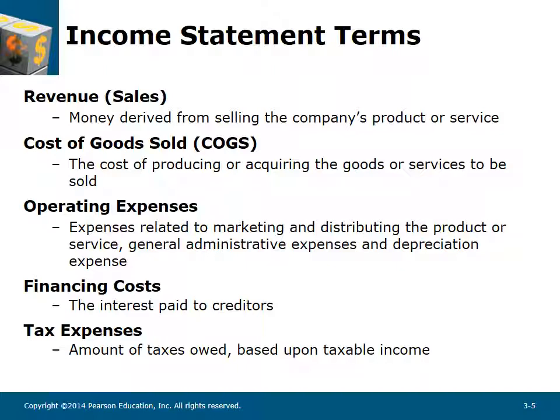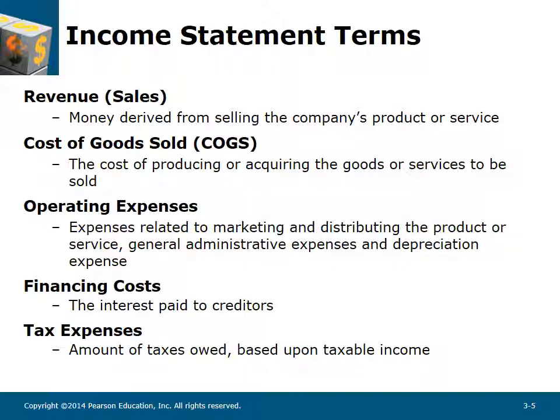So revenue, once again, is money derived from selling our company's product or service. Now, you'll also see on this income statement an item called cost of goods sold, which is really an expense. This is the cost of producing or acquiring the goods or services that we sold. Not to be sold, but that we sold. So if we buy a computer and our business is selling computers, we buy a computer for 100, we sell it for 300, our sales would be 300, our cost of goods sold would be 100.